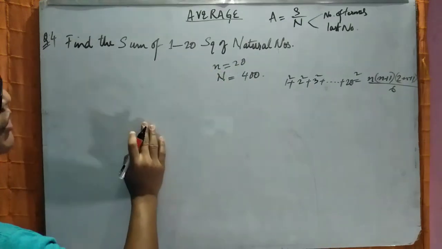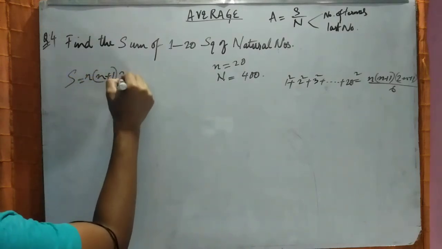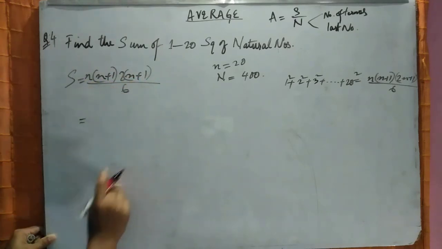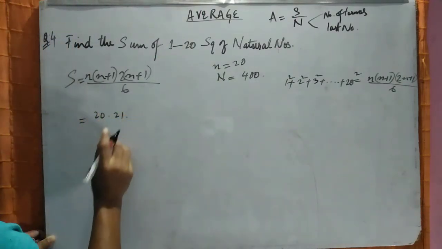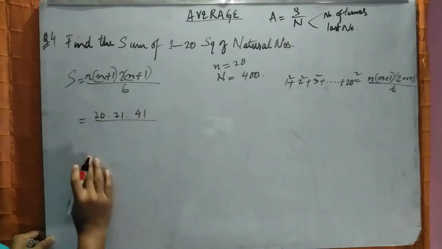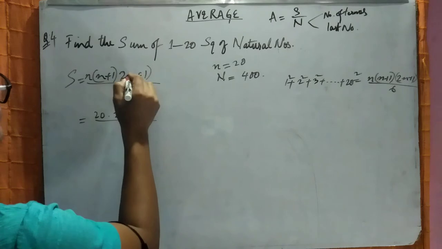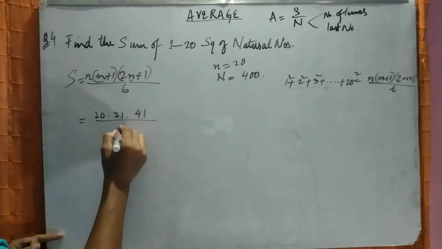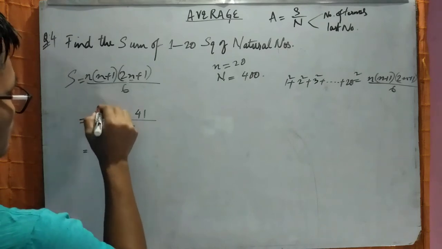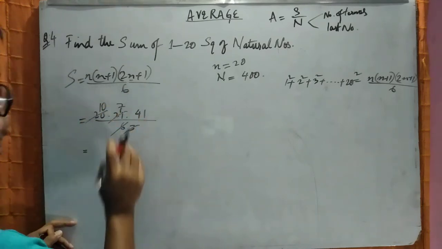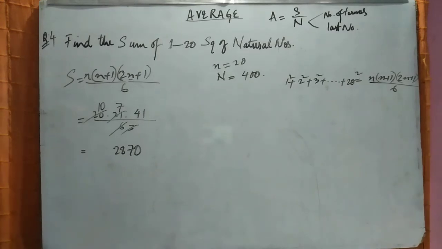The sum of the squares of natural numbers from 1 to 20: N value is 20, so 20 times 21 times 41 divided by 6. 3 times 2 is 6, 3 times 7 is 21, then 7 times 41 is 287, and 287 times 10 gives 2870. So the sum is 2870.